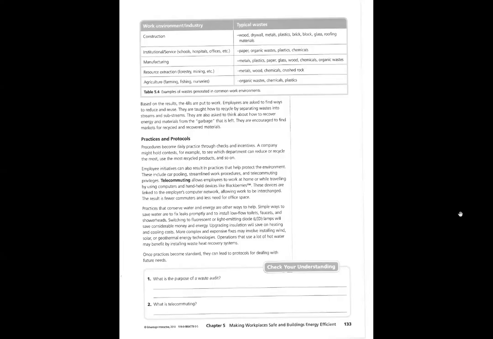Okay, we have oh, this is telling what we do when we do the waste audit. Sorry, I forgot we were talking about the waste audit there for a minute. So employees look at what waste is produced. We're asked to find ways to reduce and to reuse, recycle. We have recycle bins put conveniently out.